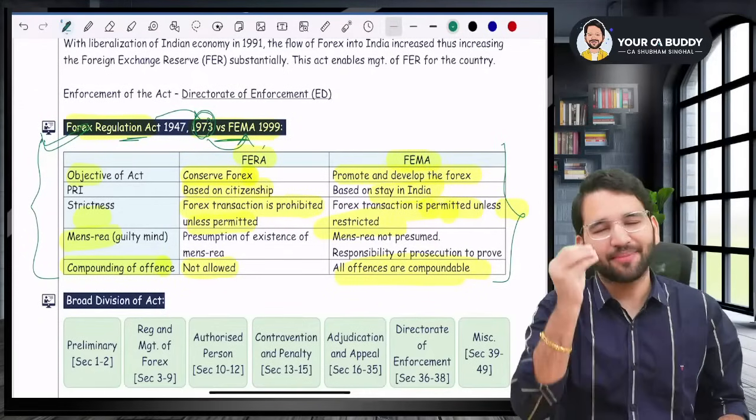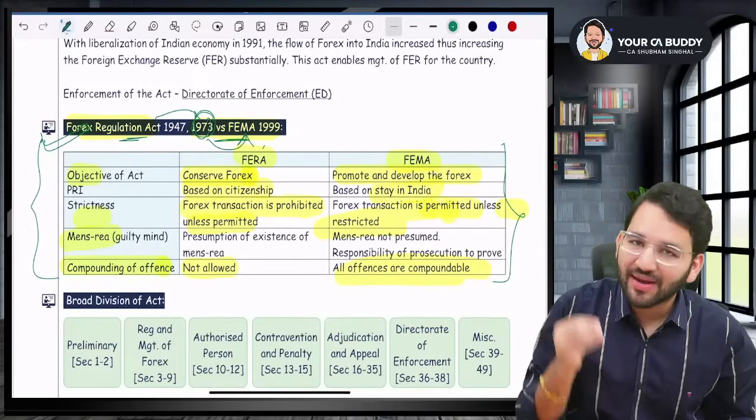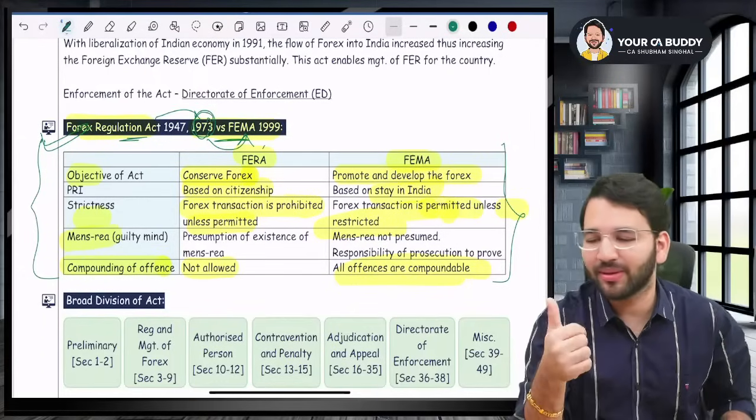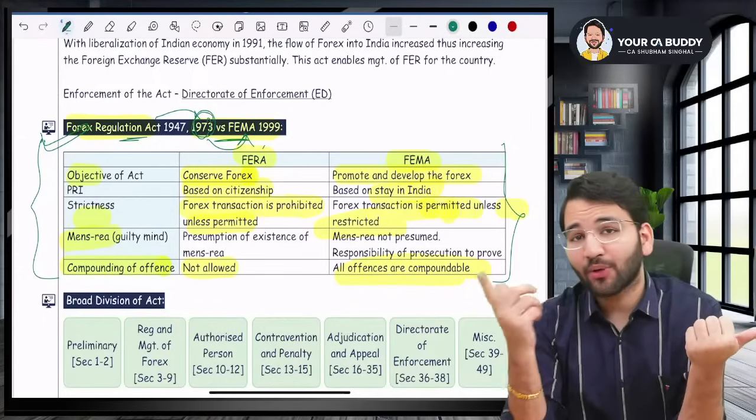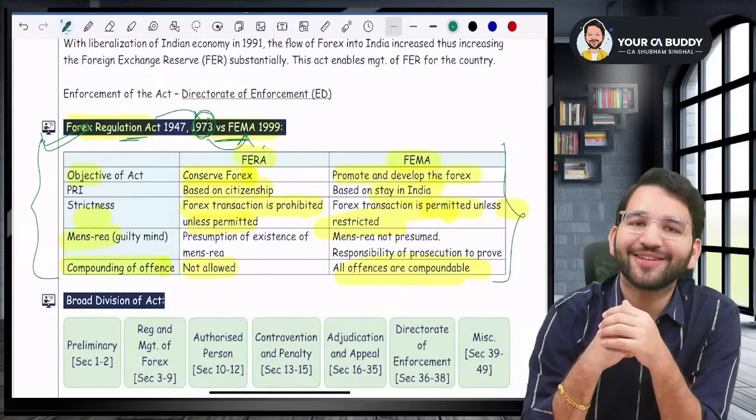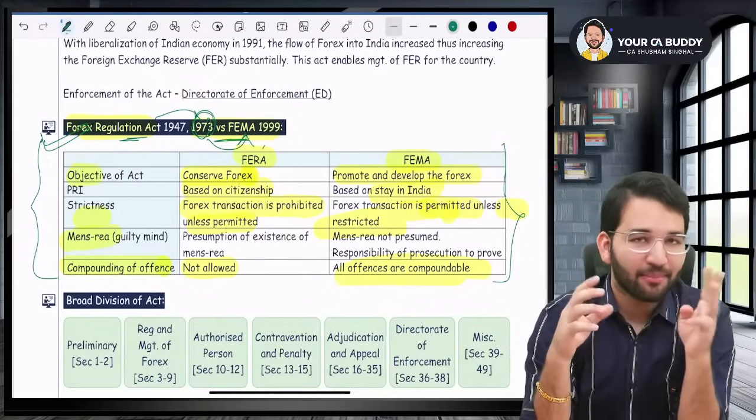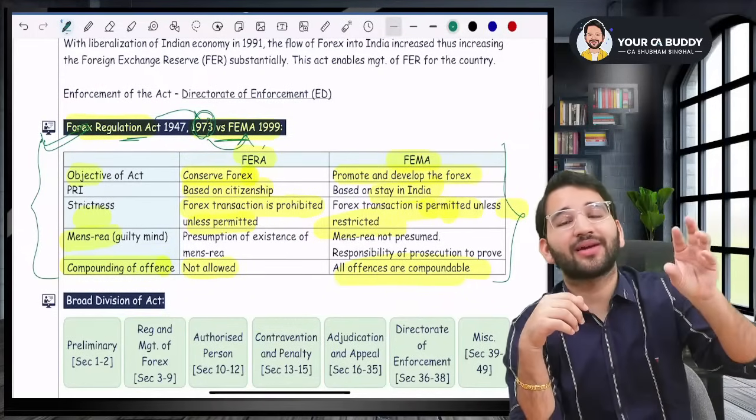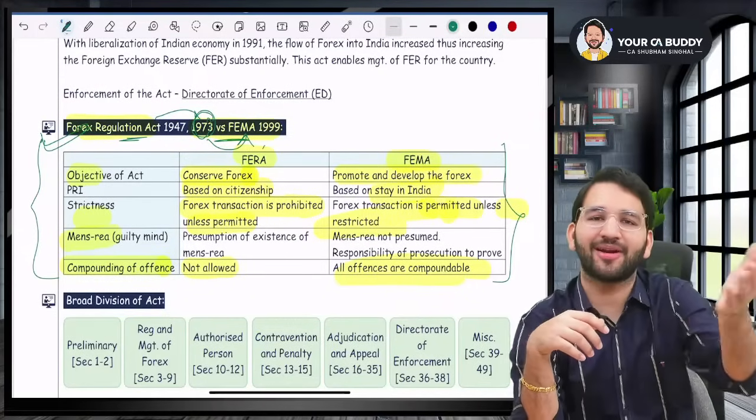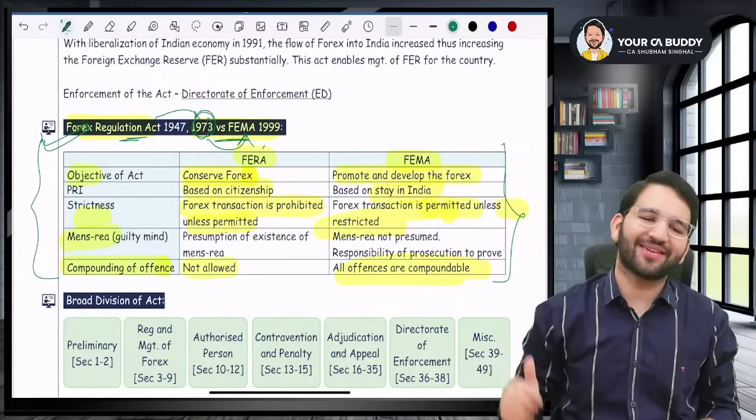Can it be asked in your exam? Yes, sir, it can definitely be asked. What is FERA versus FEMA? Objective. Repeat along with me. It was to conserve forex, now is to promote and develop forex. Number two, person resident in India was based on citizenship, now it is based on stay in India. Number three, strictness. Foreign exchange transactions were prohibited unless permitted. Here it is permitted unless restricted.